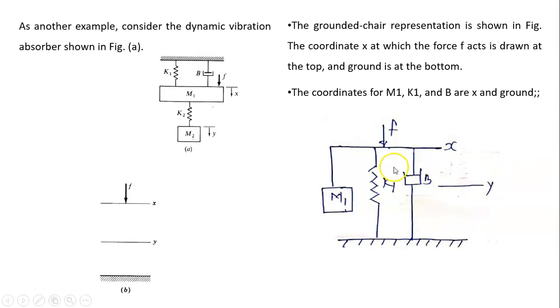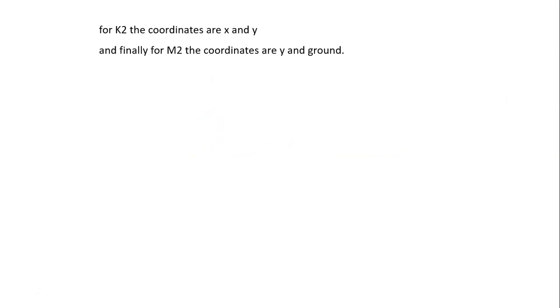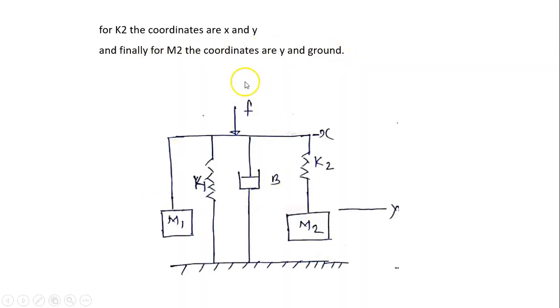Now, from the diagram again, it is observed that spring K2 is there. It is in between X and Y coordinate and mass M2 is at Y coordinate. Therefore, in the next diagram, for K2 the coordinates are X and Y, and finally for M2 the coordinates are Y and ground. Therefore, this completes your grounded chain representation.